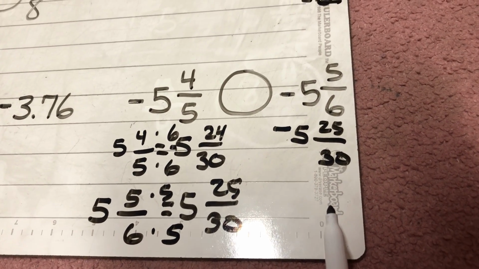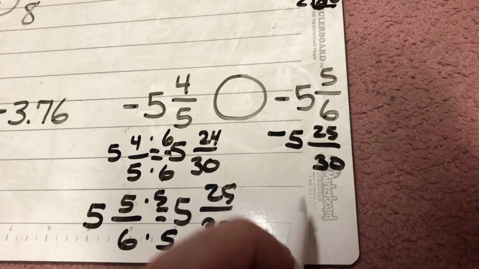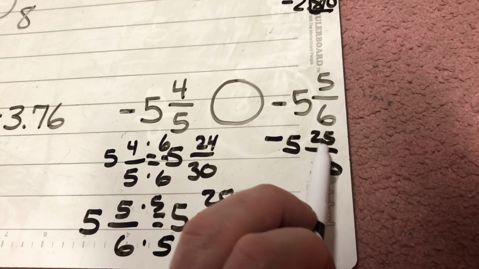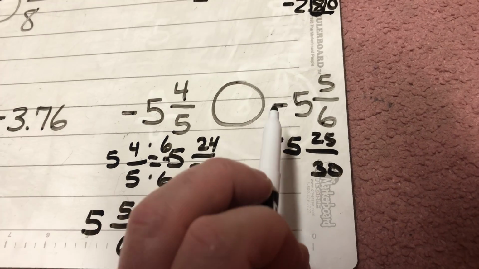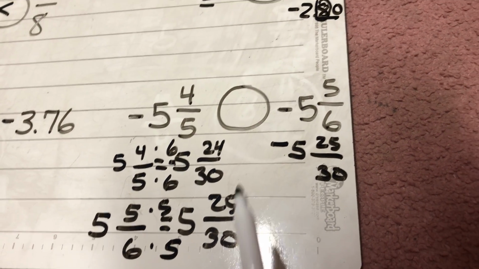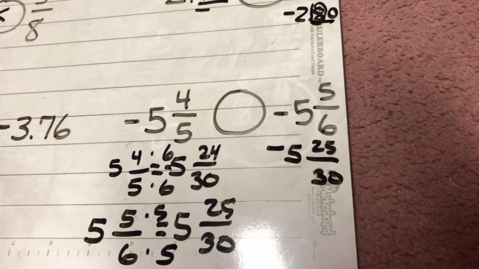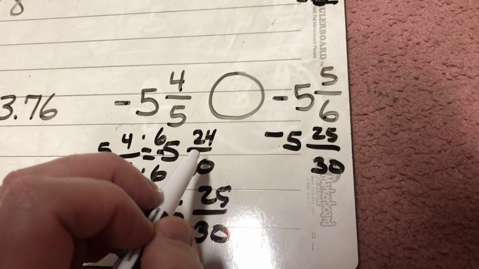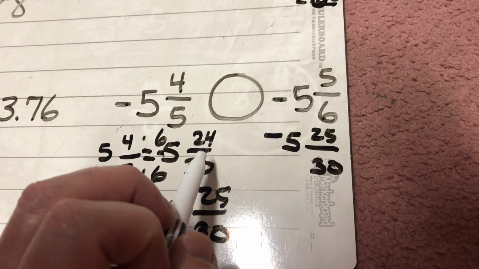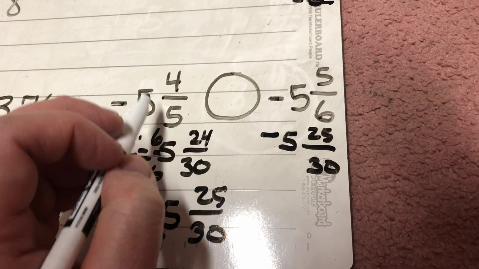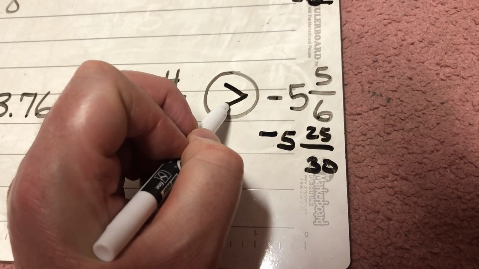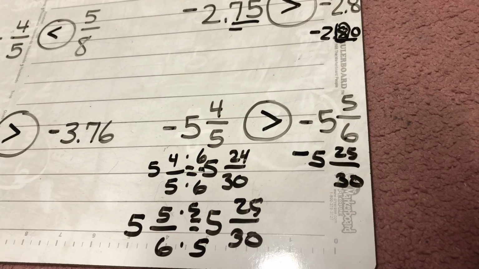Well, when I think about which one is bigger, I would say, well, this one is bigger because 25 is bigger than 24. But they're both negative. So remember, in negatives, the smaller numbers are actually bigger, which means that this negative 5 and 24 over 30ths, which is equivalent to the negative 5 and 4/5, is actually the bigger number.